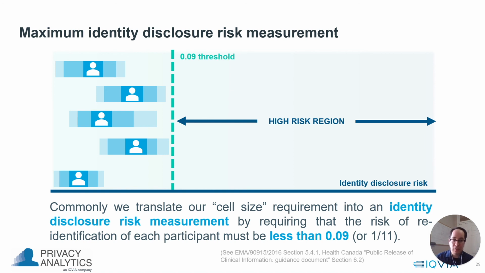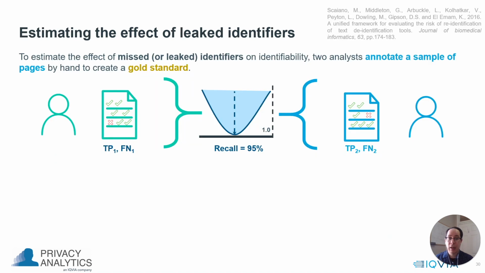Now, to the astute viewer saying that these look like confidence intervals, you would be correct, because one thing we haven't touched on yet is how finite detection performance affects identifiability. Now, humans and machine learning algorithms are both fallible. They can miss identifiers or just detect the wrong thing. And so our measure of identifiability has to account for the fact that we may have missed some information.